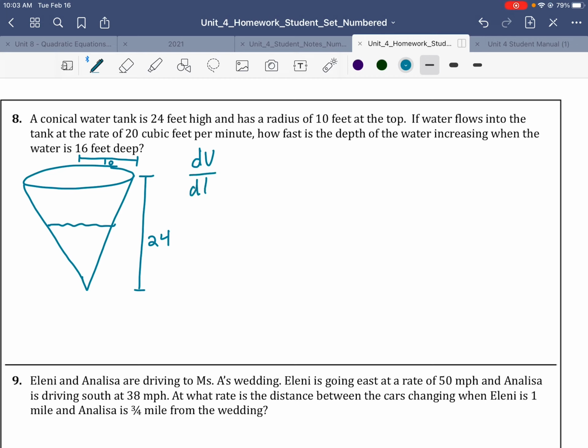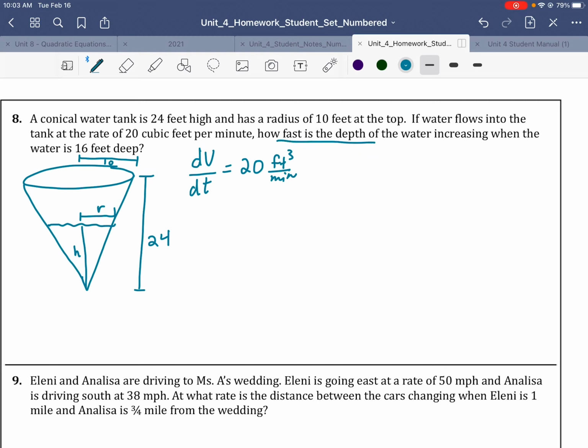So I'm going to say dV/dt then, right? Because that's the volume. So the volume is increasing by 20 cubic feet per minute. All right, and then I'm going to show that this is going to be the height of the water, and then this is going to be the radius of the water. And I'm going to label them H and R because it's always changing.